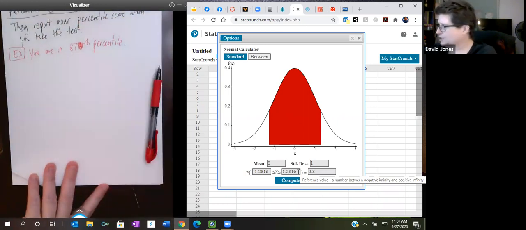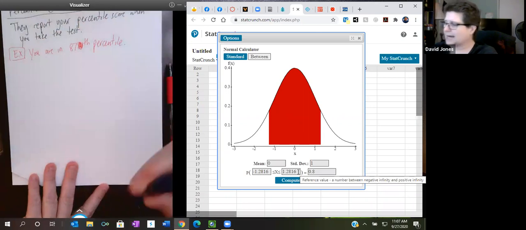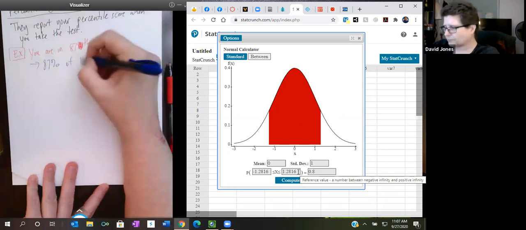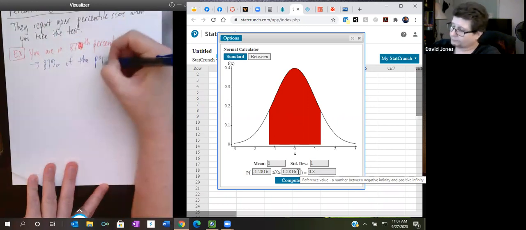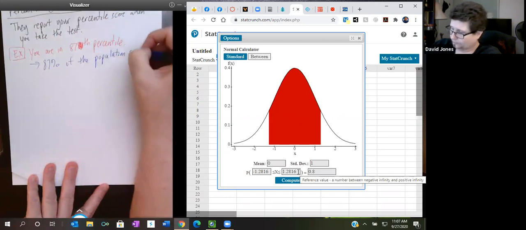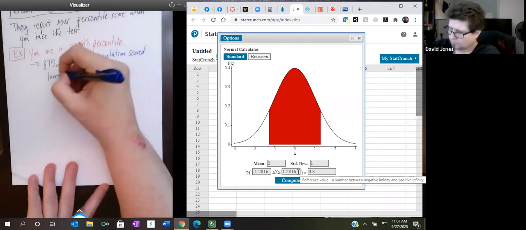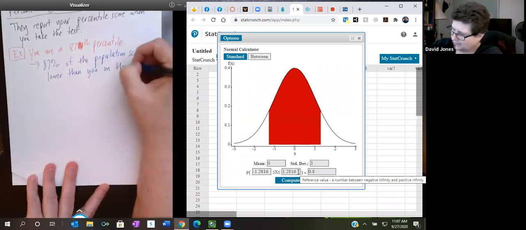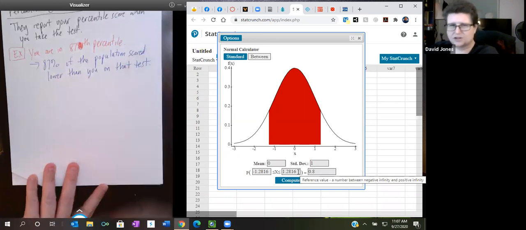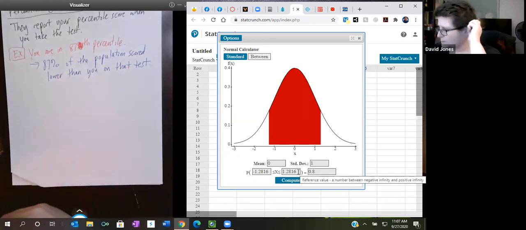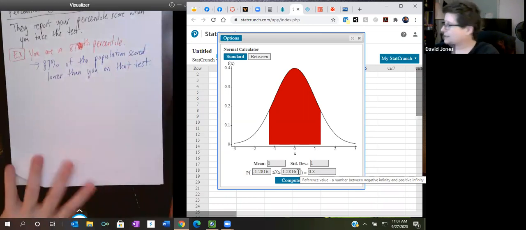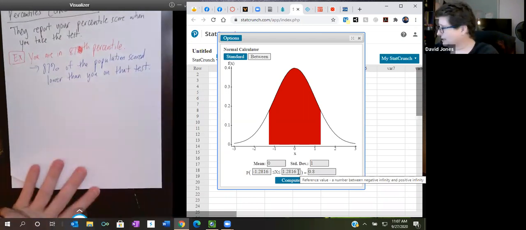What this means in reality is 87% of the population scored lower than you on that test. It's always specifically that test for the GREs and SATs, because each test is different, so they only compare people taking the same test.